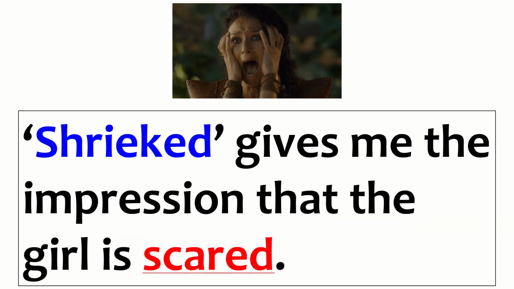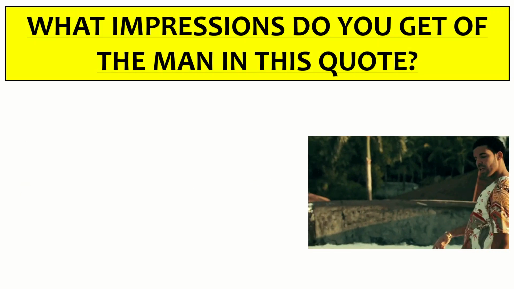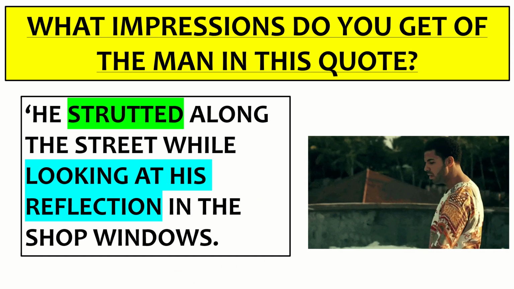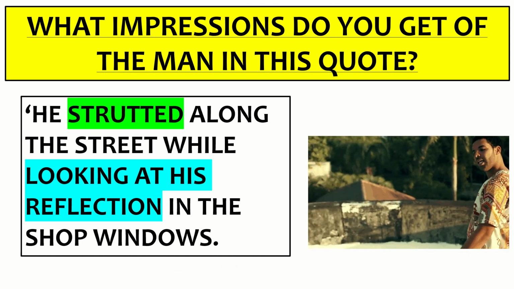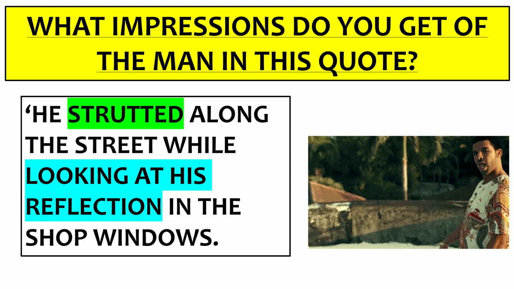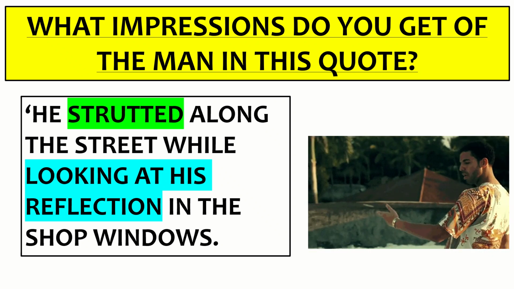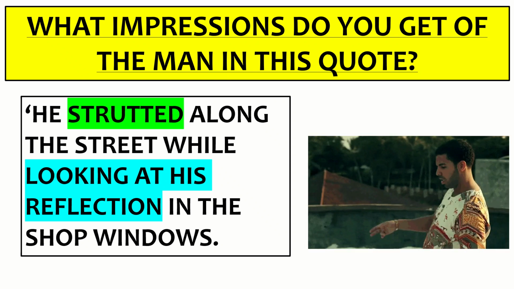So nice and simple. You don't have to do 4 or 5 sentence PEs. Look at this one. It's 1 sentence. It's picked a word and said why it's been used. Okay, another one. The question would be, what impression did you get of the man in this quote? The quote is, he strutted along the street while looking at his reflection in the shop window. So pause the video and have a think to yourself, what impressions do you get of the man with the word strutted and the phrase looking at his reflection?